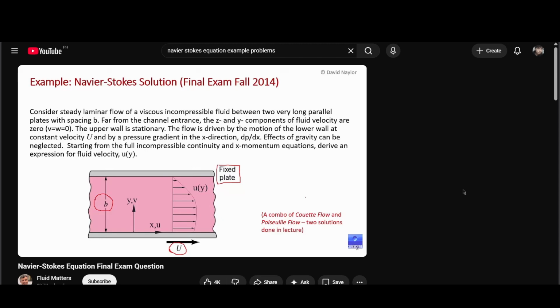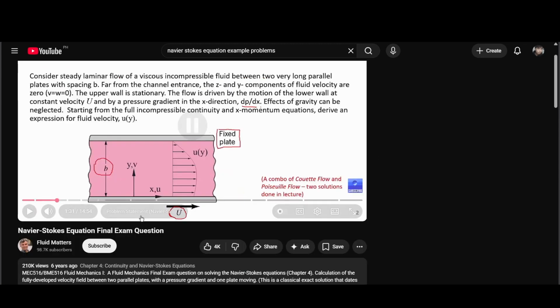At the channel entrance, the z and y components of the fluid velocity are zero. So you're told that v and w are zero. The upper wall here is fixed, it's stationary. But the flow is driven by the motion of the lower wall. So this is like Couette flow here.